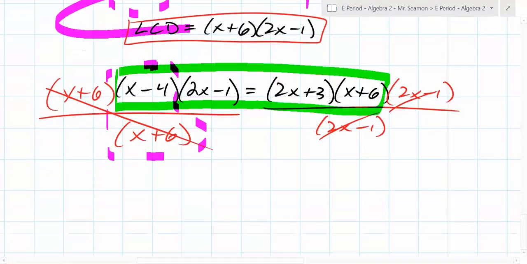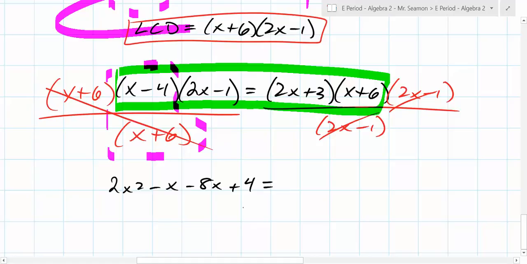Let's multiply this out. What does the left side become? Can someone read off the left side for me? What do you get? 2x squared minus x minus 8x plus 4. Correct. Can someone read off the right-hand side for me? 2x squared plus 12x plus 3x plus 18. Nice.